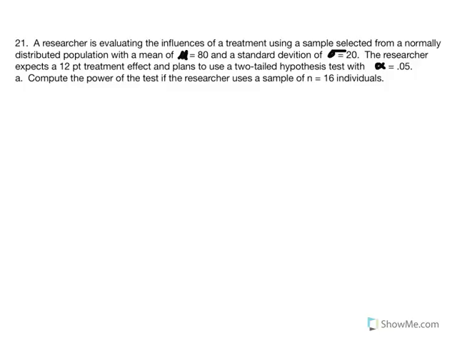All right, last one. A researcher is evaluating the influence of a treatment using a sample selected from a normally distributed population with a mean equal to 80 and a standard deviation equal to 20. The researcher expects a 12-point treatment effect and plans to use a two-tailed hypothesis test with alpha equal to 0.05. Compute the power of the test if the researcher uses a sample of 16 individuals. So again, we're going to recognize that the mu treated is expected to equal 80 plus 12, which gives us 92.